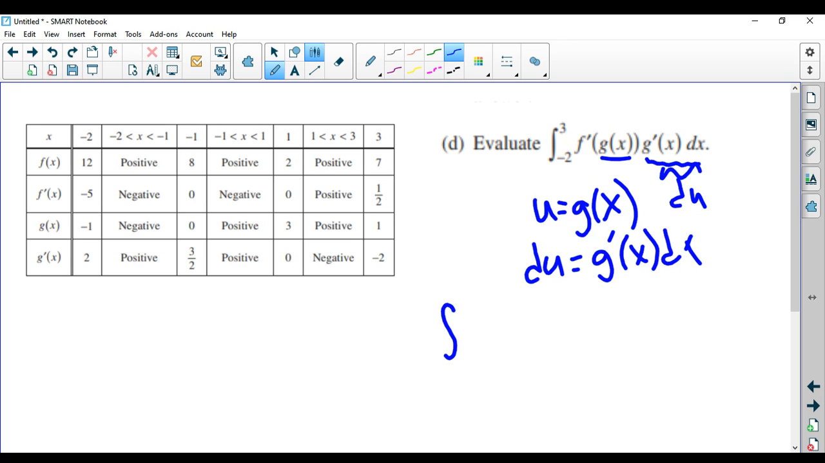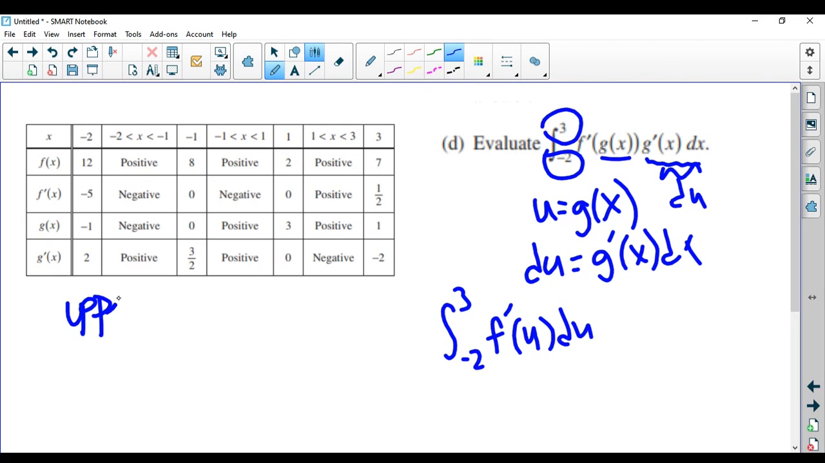So what it comes down to is this. This integral is the integral from -2 to 3 of f prime of u du. Now here's one thing you cannot forget about. These limits are in terms of x. We need them to be in terms of u. So usually you have an option of whether you want to change limits or not. In this question, you do not have the option. So the upper limit was 3, but we have to use our u to change it.